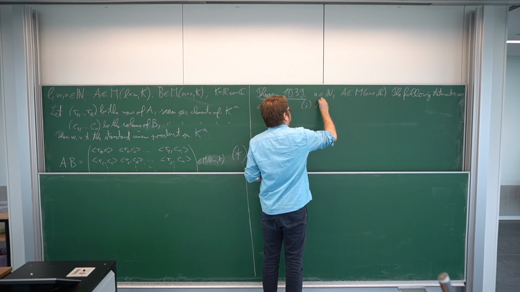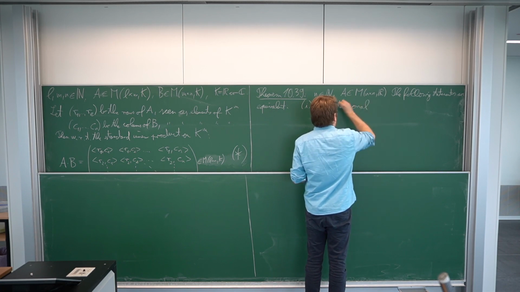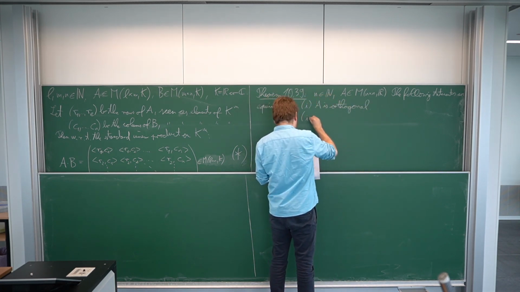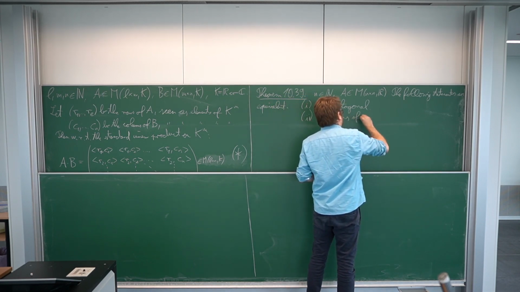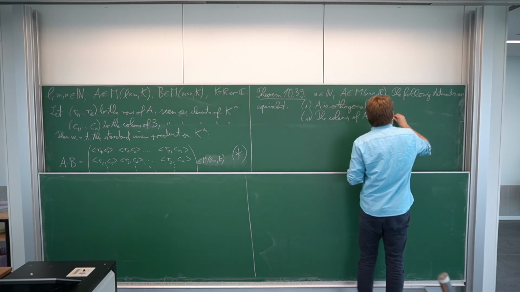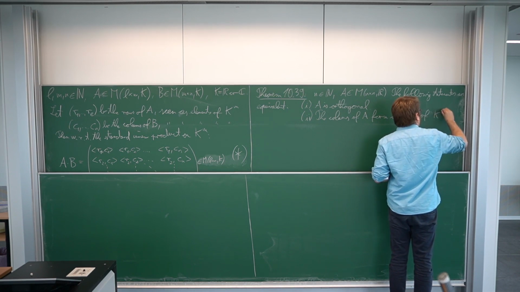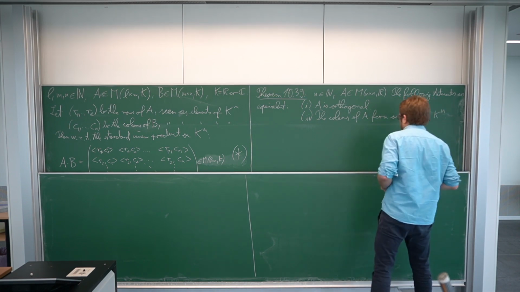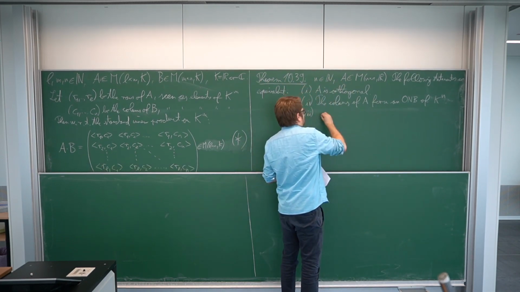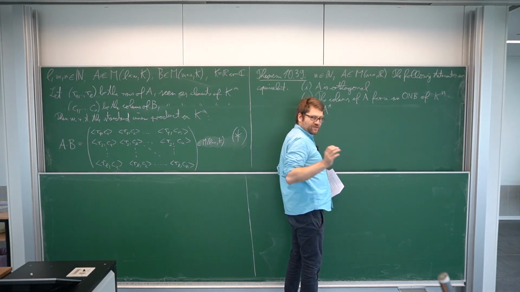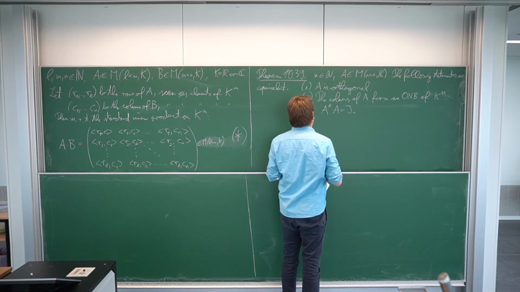1, A is orthogonal. 2, the columns of A form an orthonormal basis of Kn. Of course, up to identifying column vectors with elements of Kn. So this is a nice way of describing this, and now it becomes even nicer. We can just check that the transpose of A, which we've seen before when it had dual spaces, times A as a matrix product is the identity matrix.